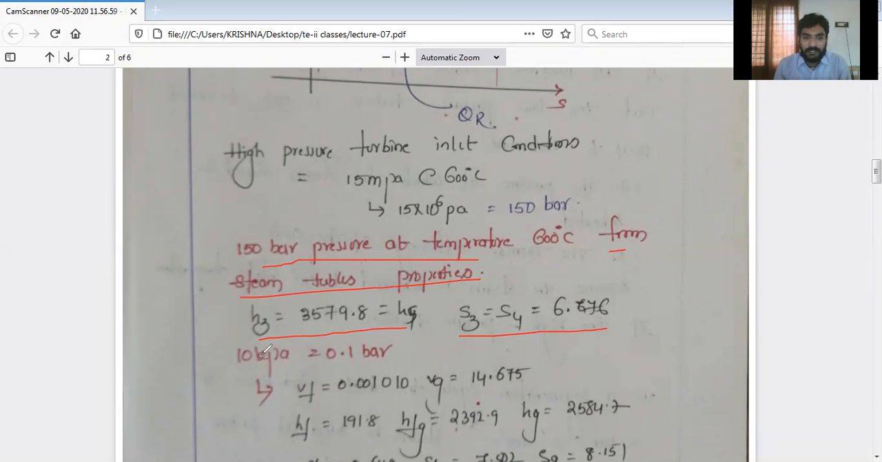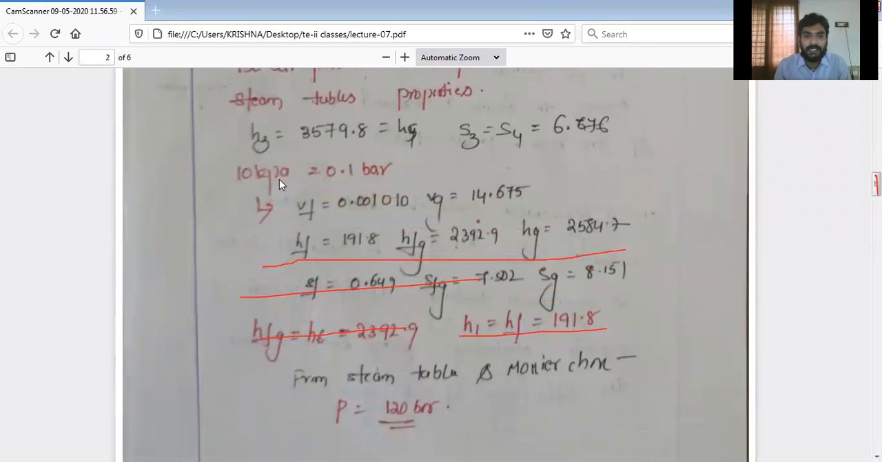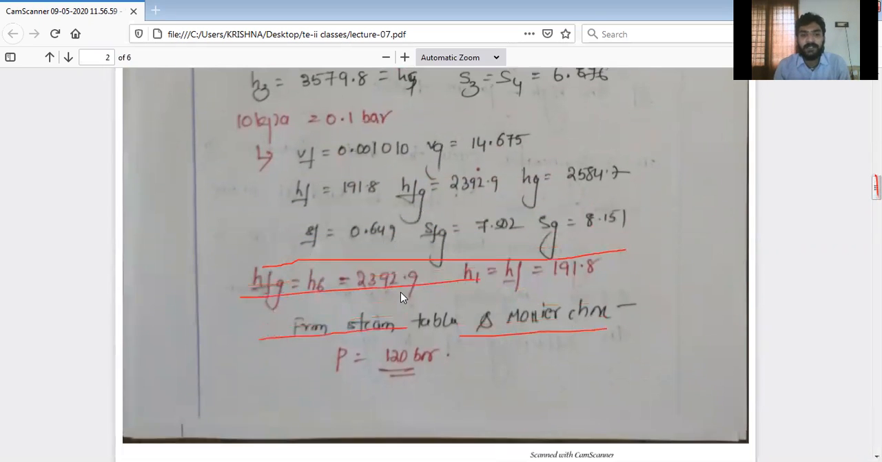Then this is at 10 kilopascal, that means 0.1 bar pressure. Those values are here. These are the values, specific volumes and specific enthalpies, at 10 kilopascal and 0.1 bar pressure.